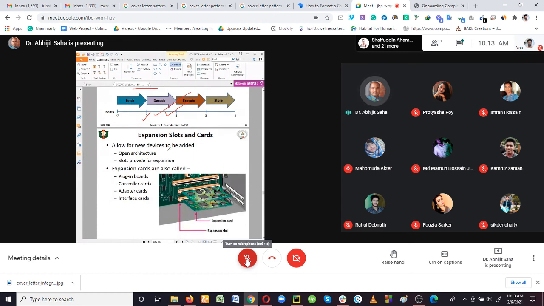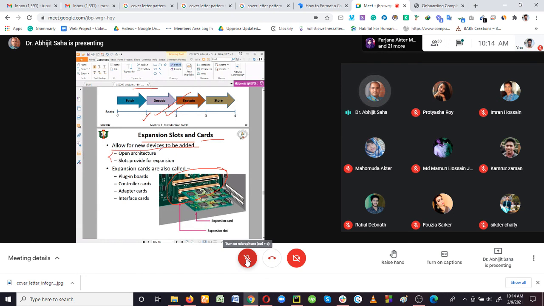So next, it is talking about the expansion slots and cards. You already know that we are having several extension cards, extension slots on our motherboard, right? We have seen the PCI slots. We have seen that we are having extra RAM slots. We have seen a special graphics card slot, right? So there are different slots. It is talking about allowing new devices to be added. The expansion slots and cards allow you to add new devices into your computer system.